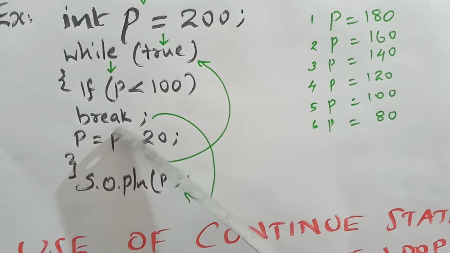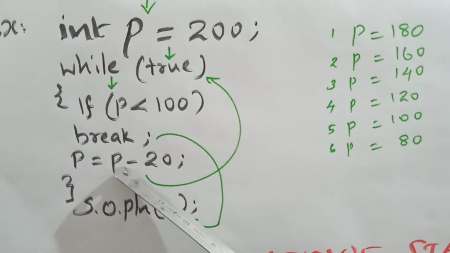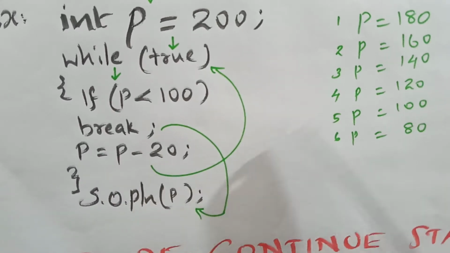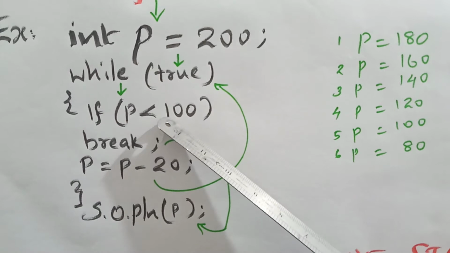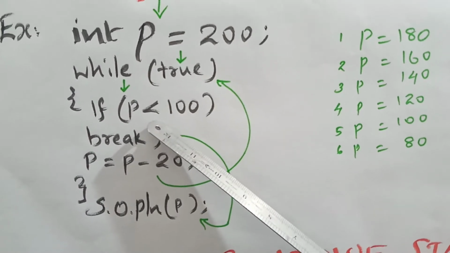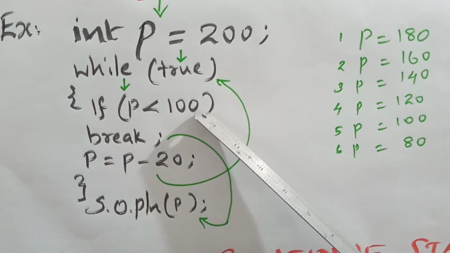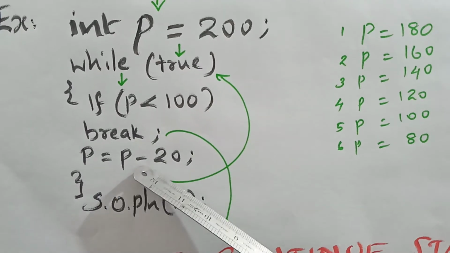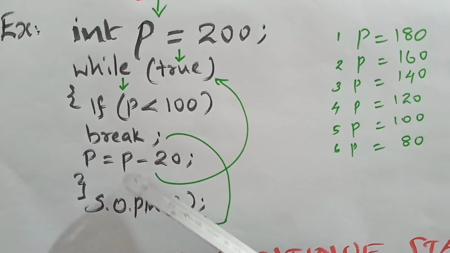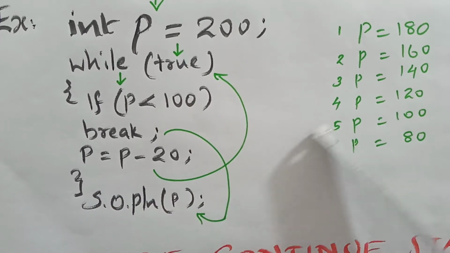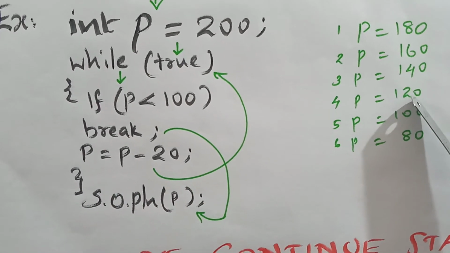Till now break will not work. Then come to the p. Now 160 minus 20. What will it give you? 140. Then again come to the condition, the body of the loop. Now what was that? 140 less than 100? So come to the p, 140 minus 20. What will it give you? p is equal to 120.